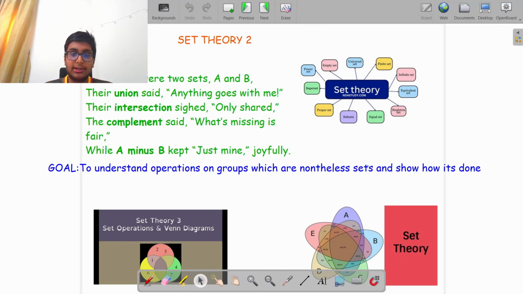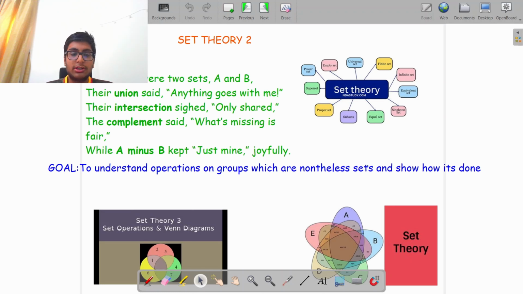There once were two sets, A and B. The union said, anything goes with me. The intersection said, only shared. The complement said, what's missing is fair. So, while A minus B kept, just mine joyfully.